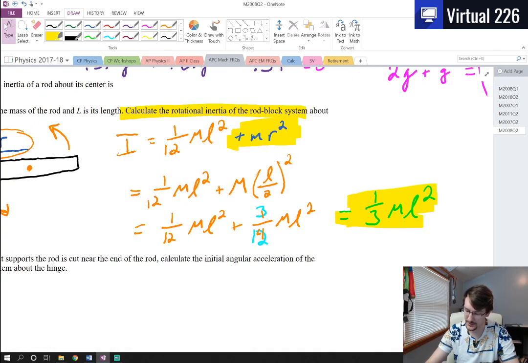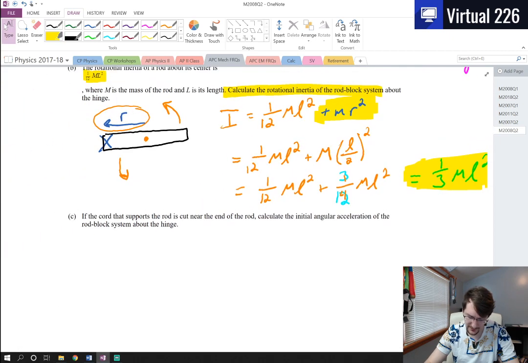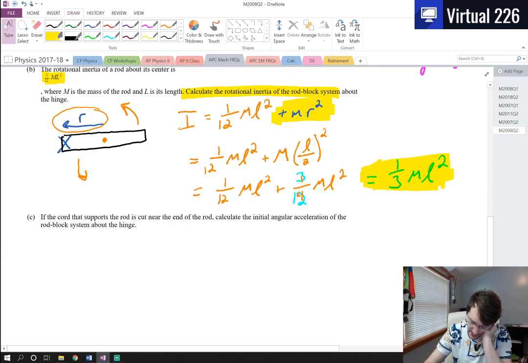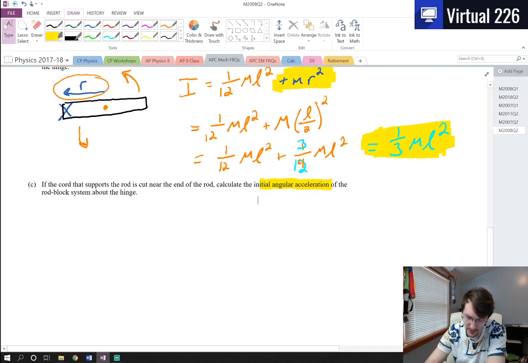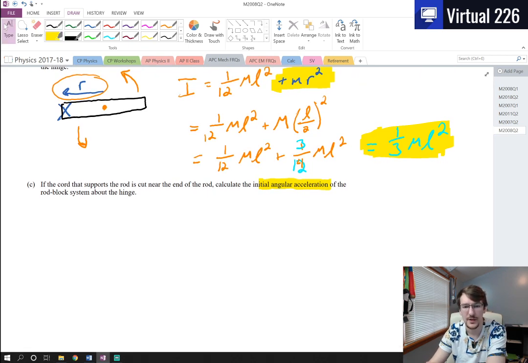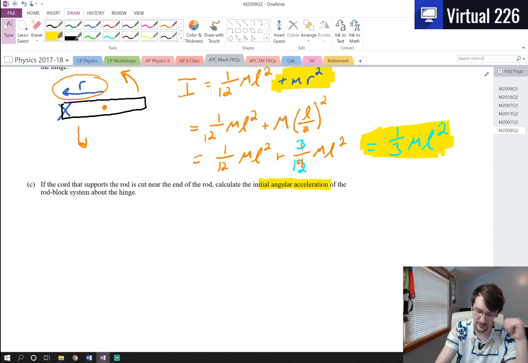But that's what's going on there. It's a parallel axis theorem problem. If the cord that supports the rod is cut near the end of the rod, let's say it's cut perfectly, there's no snagging, calculate the initial angular acceleration of the rod block system about the hinge. So what's going to be going on here is we can say that the sum of the torques at this point are equal to I alpha.